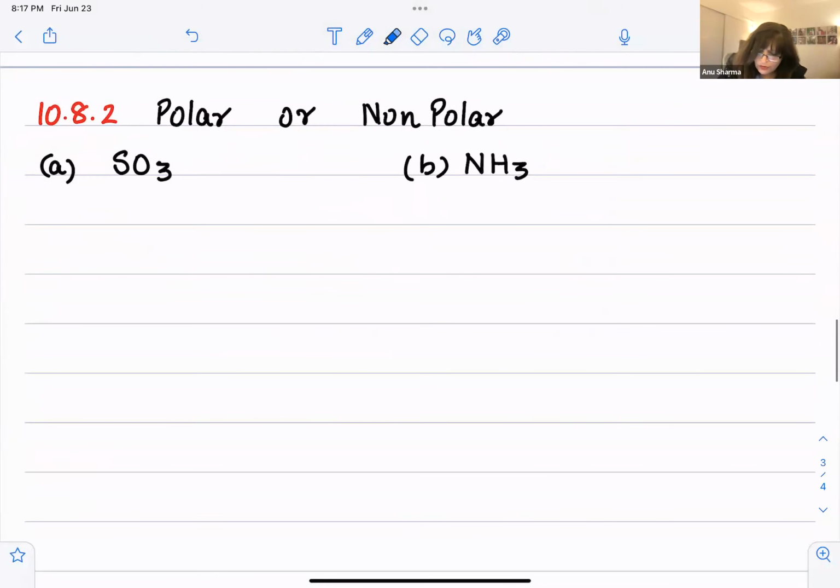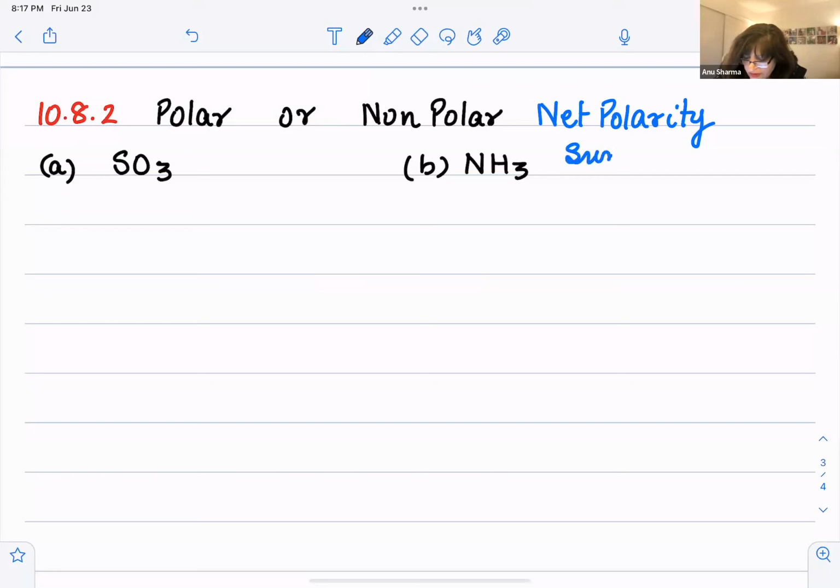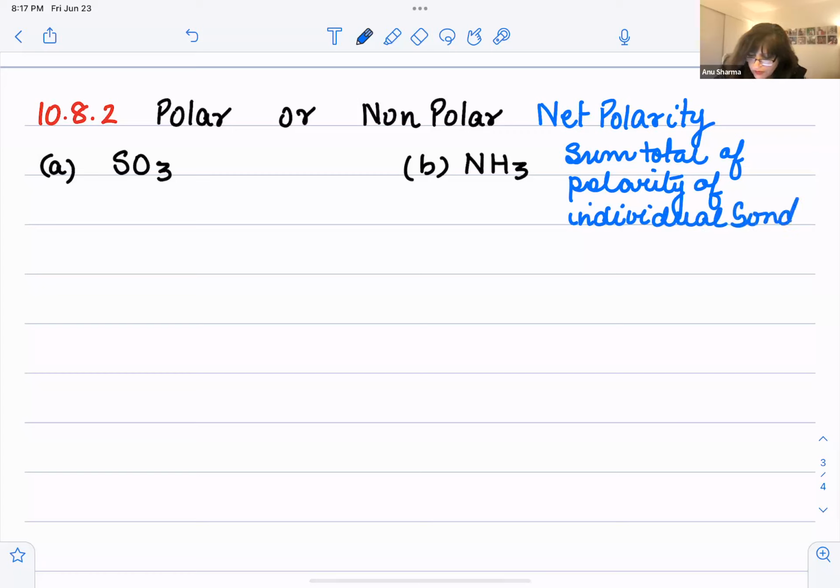Now we are going to look at the overall molecule, so here we are looking at the net polarity. Net polarity is the sum total of the polarity of the individual bonds in the entire molecule. Individual bonds in a molecule.